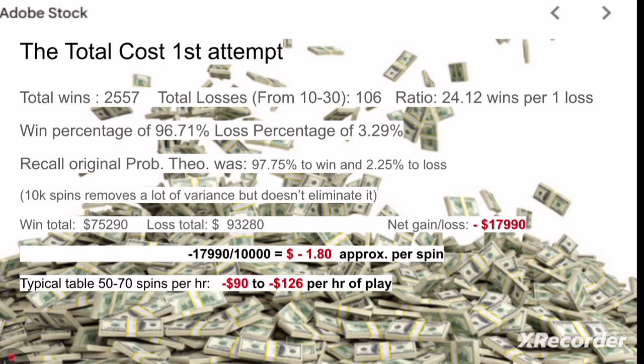Now, within an hour, depending on how full the table is, the casino approximates that there's anywhere from 50 to 70 spins per hour. So we're going to use those numbers. So in an hour, we've lost anywhere from $90 to $126 for every hour that we play this game in this way. On average, again, considering 10,000 spins. But that's not going to be necessarily the case on a day-to-day basis or an hour-to-hour basis because of variance. But in the long term, this is what we're going to expect to see.